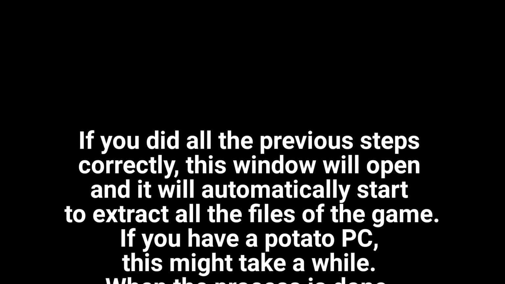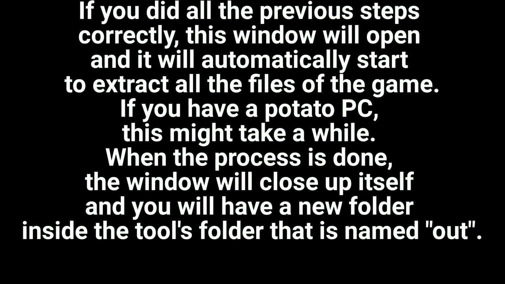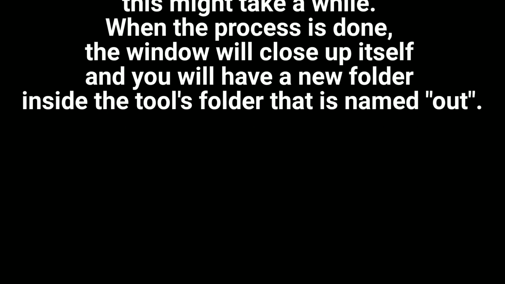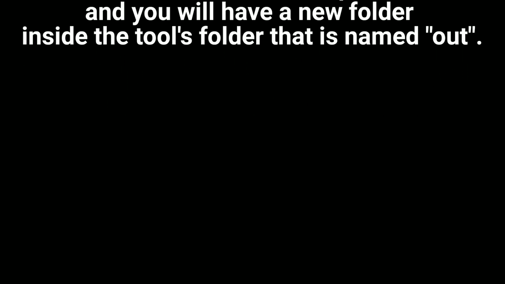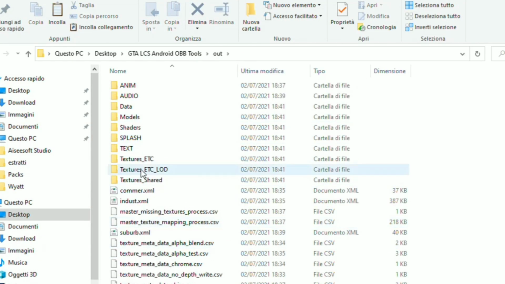If you did all the previous steps correctly, this window will open and it will automatically start to extract all the files of the game. If you have a potato PC, this might take a while. When the process is done, the window will close itself and you will have a new folder inside the tool's folder that is named OUT. This folder contains all the extracted game files of GTA LCS Mobile.